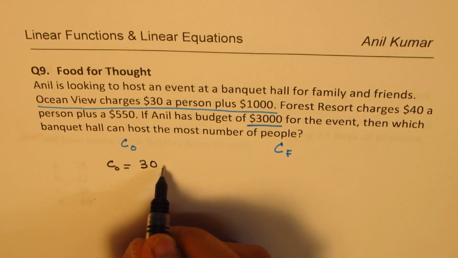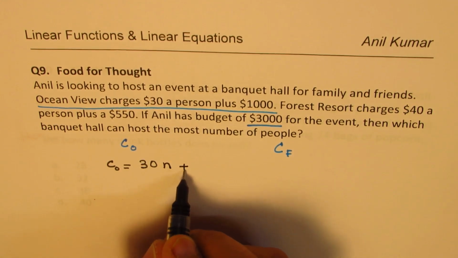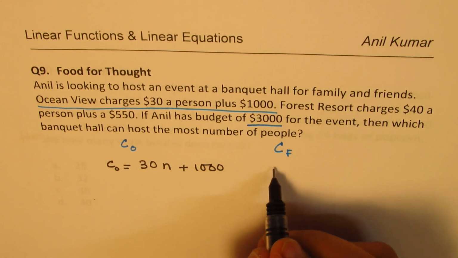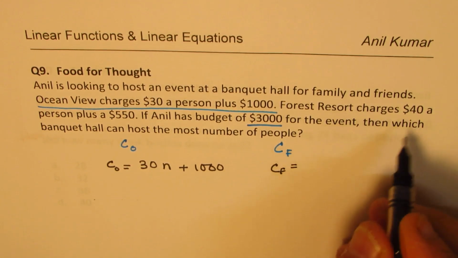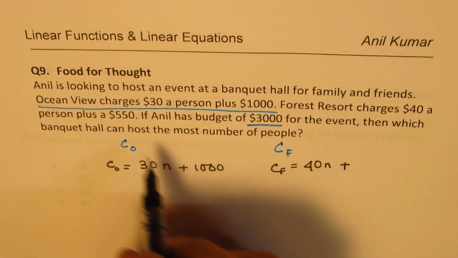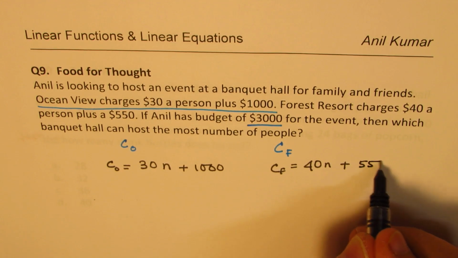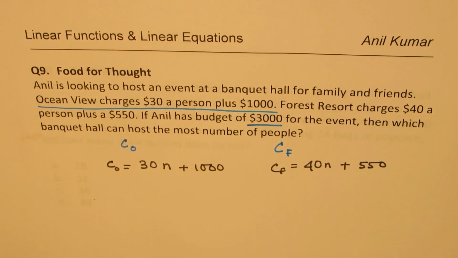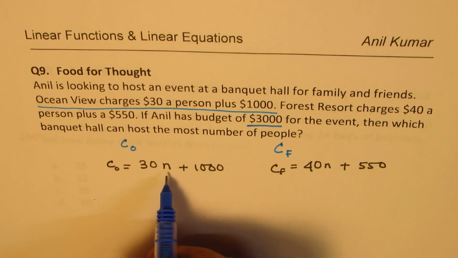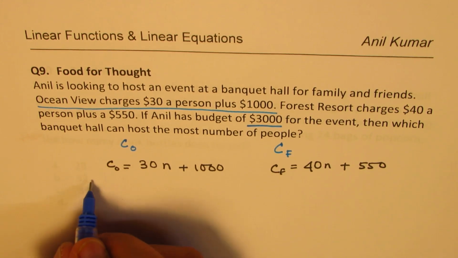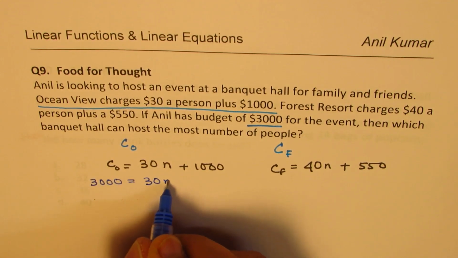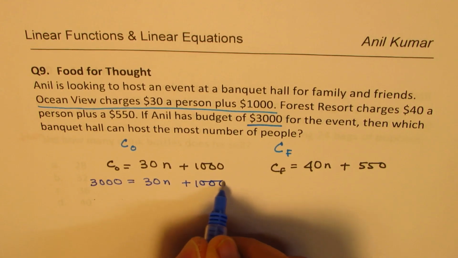So 30 gets multiplied by the number of persons plus $1,000 is fixed. For the forest, the cost at this place is $40 a person. So 40 gets multiplied with person and we add 550, correct? Since the budget is only 3,000, we have to find what the value of n is. So we'll write 3,000 for the total cost and solve for n. Perfect? So that is what we are going to do.